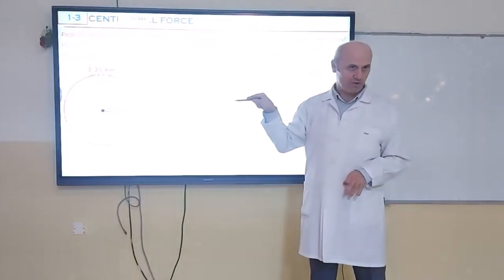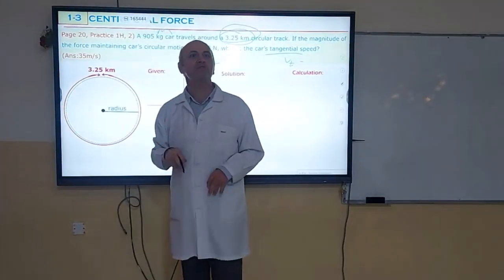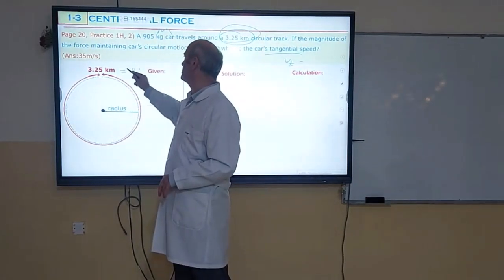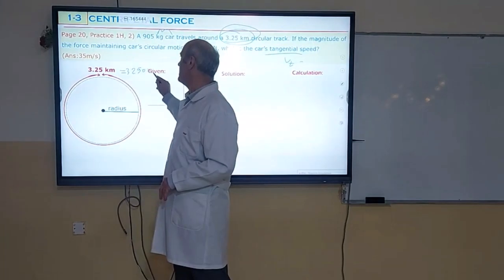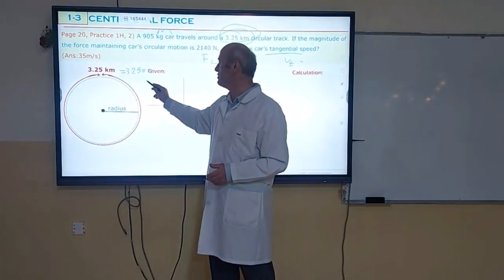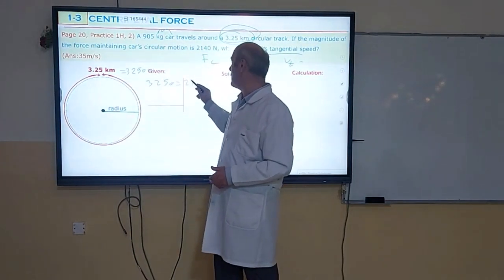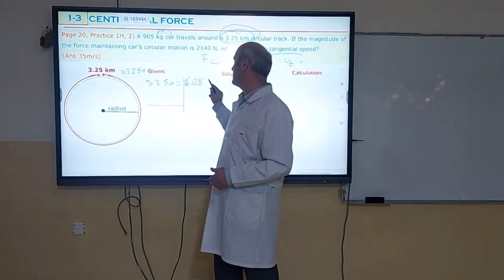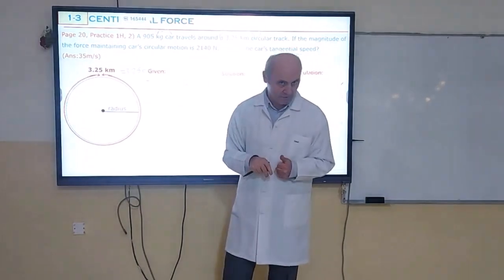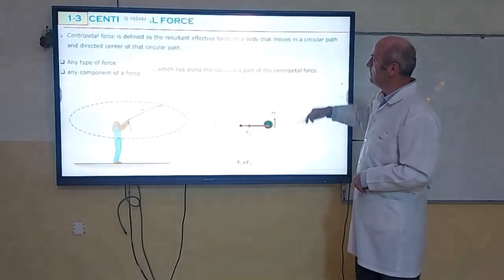Now, this is what we sometimes see. So the 3.25 kilometer circular track is the circumference. So you should first convert it to meters. After that, calculate the radius by using the circumference equation. 3250 is equal to 2 pi r. 2 pi, which is 6.28, times r. You should first get r. After that, you should start calculating. Okay, be careful about this. The rest of it, you can do on your own.